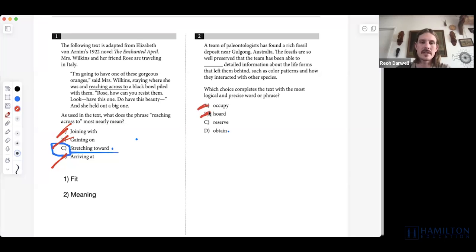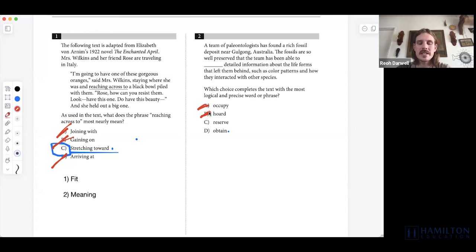Hoard means to keep to yourself. A hoarder, for example, is someone whose house is overflowing with things that they've kept and never gotten rid of. A dragon, famously in mythology, has a hoard, right? A collection of valuables that they just lay upon.